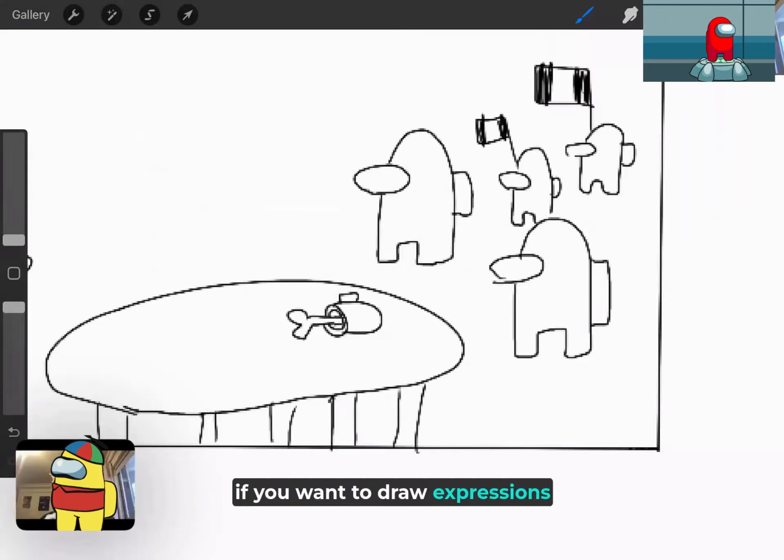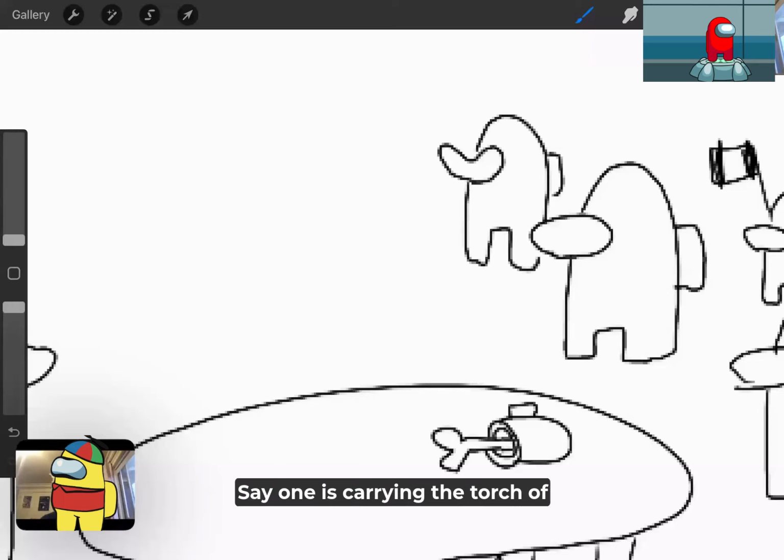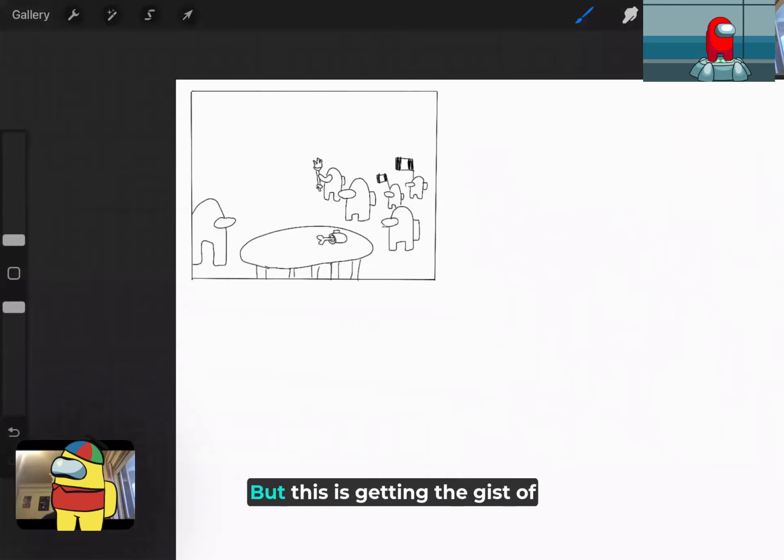Now, if you want to draw expressions on the Among Us, you have to make them mad. This is how you make them mad. We'll say one is carrying the torch of the French Revolution. Now, you don't have to copy what I'm doing. Draw whatever you want, but this is getting the gist of the French Revolution using the teachings of Among Us.